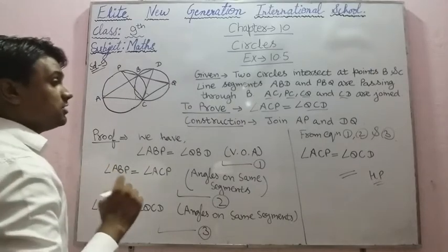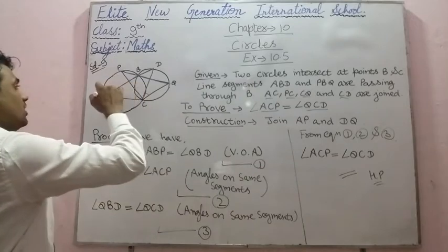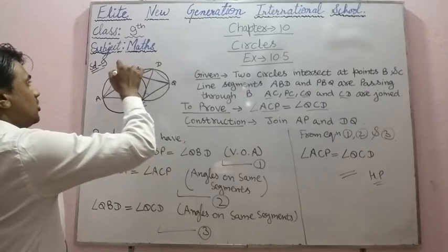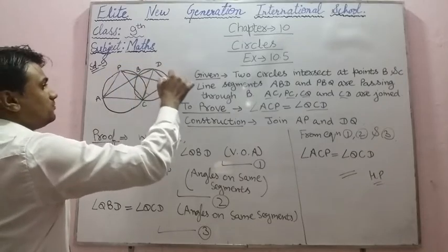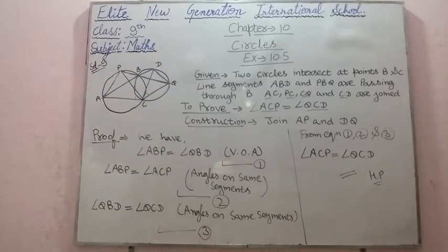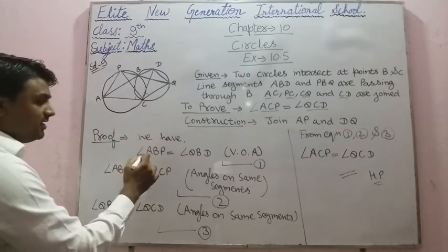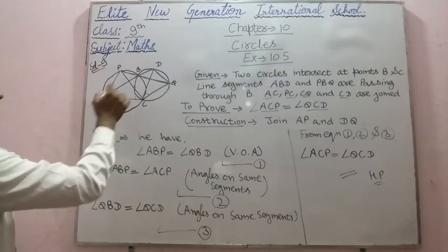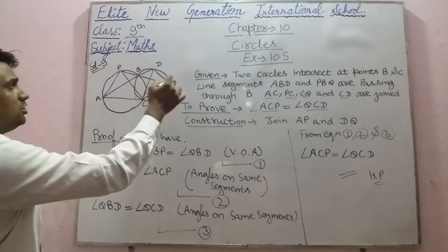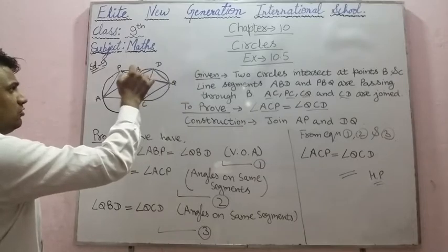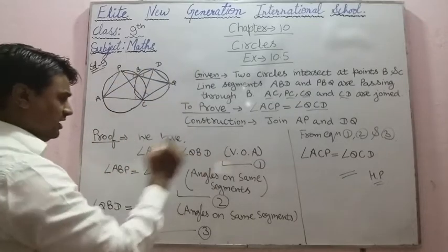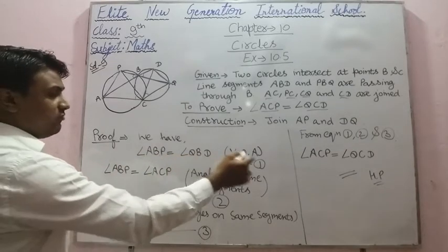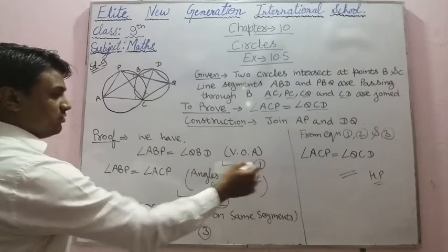First of all, construction: join AP and DQ. By joining AP and DQ, now we can start our proof. In the proof we have angle ABP equals angle QBD. These two angles are equal because they are vertically opposite angles. We can call this equation number 1.